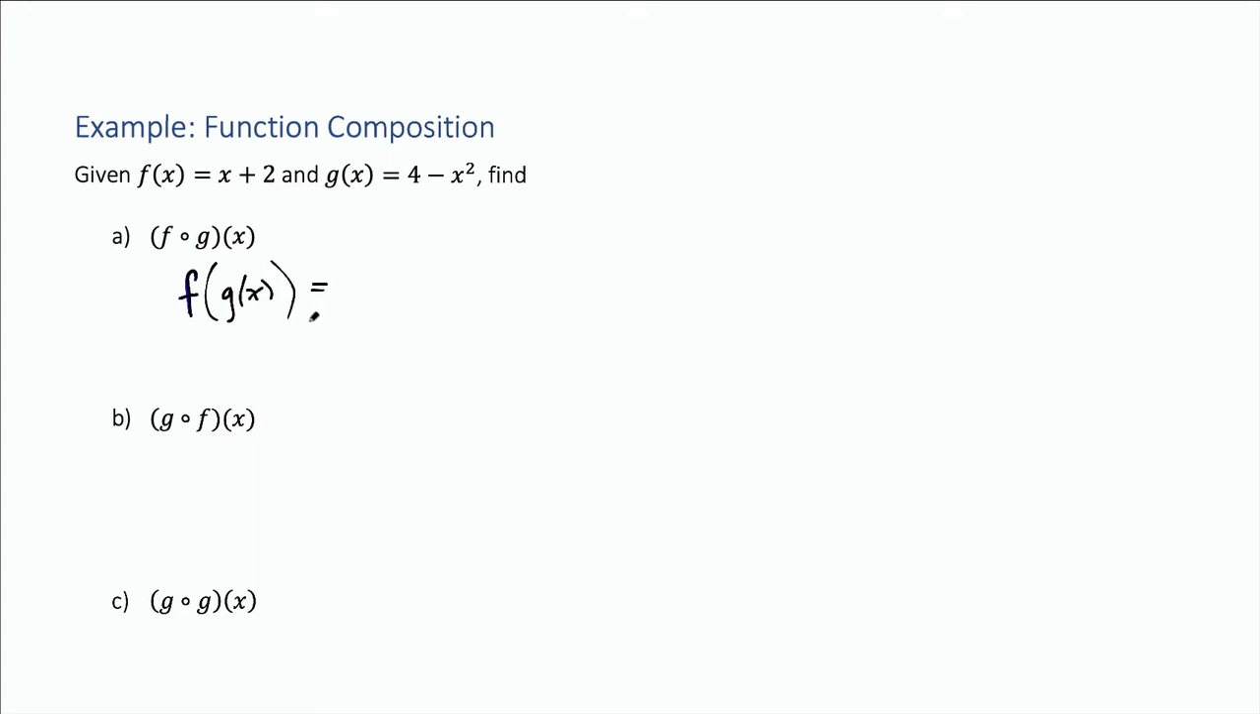So I'm going to do this from the inside out. g of x is 4 minus x squared. So I'm looking at f of 4 minus x squared. Now this input here is going to be the input to our x for our function f. So we get that thing, 4 minus x squared, that's the x, and then plus 2. And then of course we can just simplify by combining these two things, and that's 6 minus x squared.